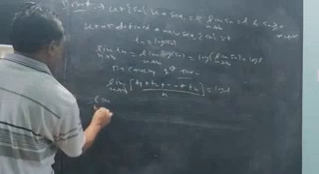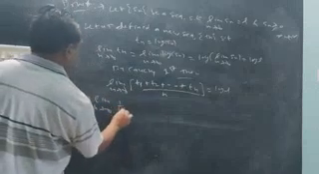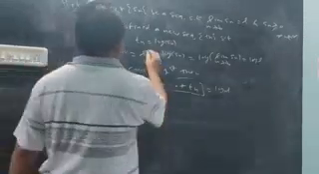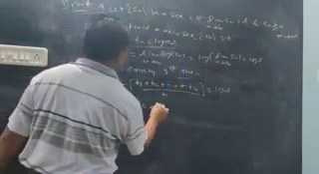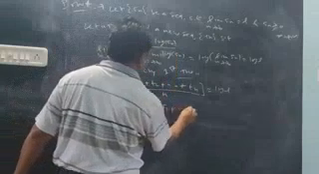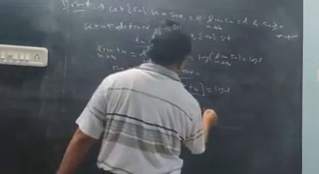Simplify n into 1 by n. I take outside T1, Tn log of Sn. So T1 log of S1, T2 log of S2. In this way, log of Sn.